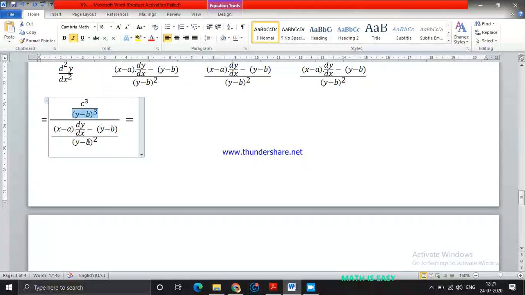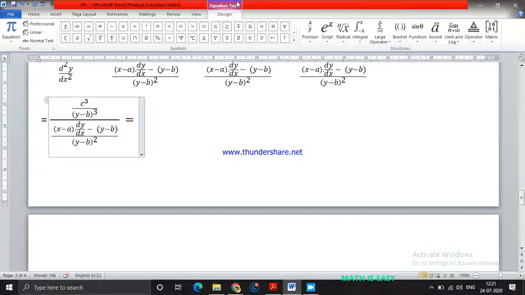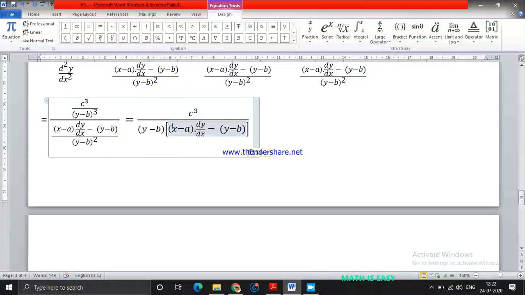So that means you can cancel this b square. So you are left with, in the numerator, c cube. This you have is c cube, and here y minus b whole square, this is y minus b whole cube. So if the square gets cancelled, one y minus b will be left out. This term will be left out. This is also in the denominator only, so this still remains in the denominator.